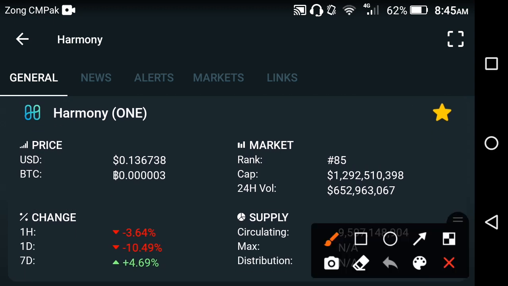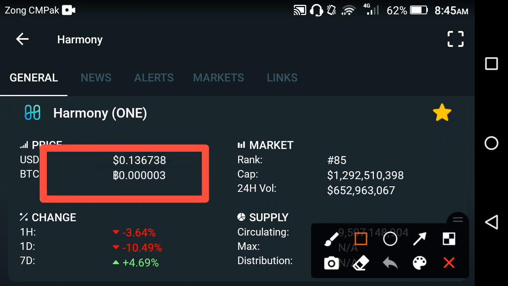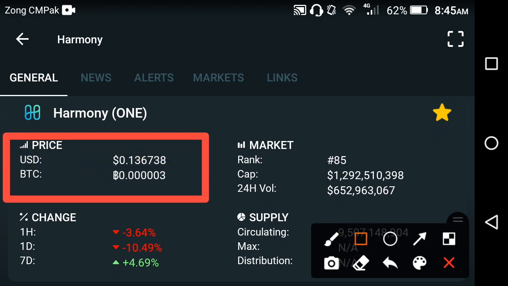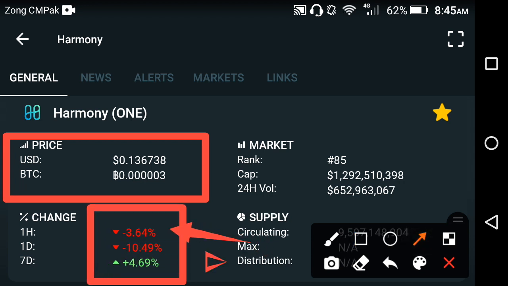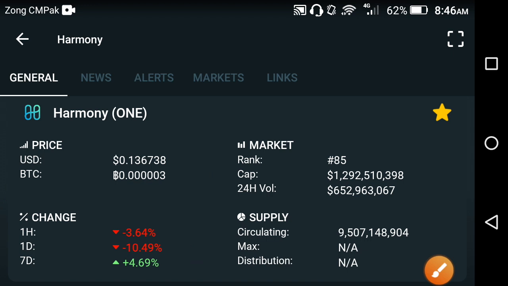So friends, the current price of Harmony is 0.136738 USD. On the other side, if you look at the price changes in Harmony, absolutely the last 1 hour and the last 1 day show prices going negative. Friends, only the last 1 week is positive, except after the last 1 week, the last 1 day and the last 1 hour prices of Harmony are going negative.